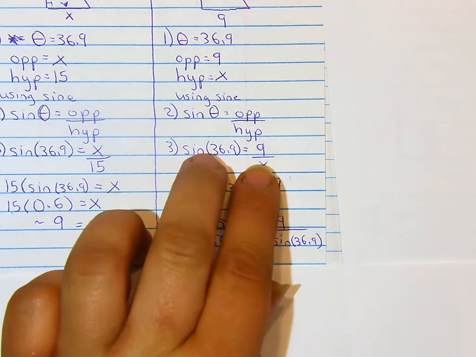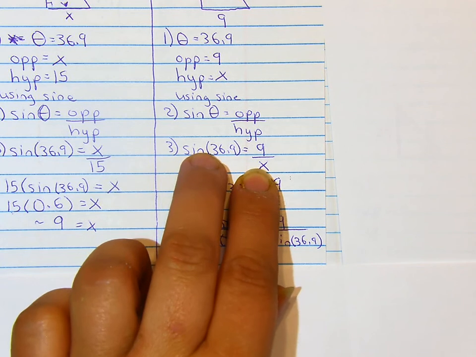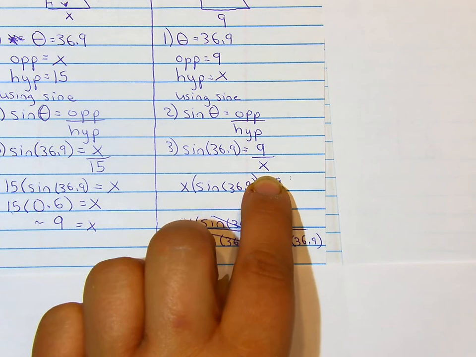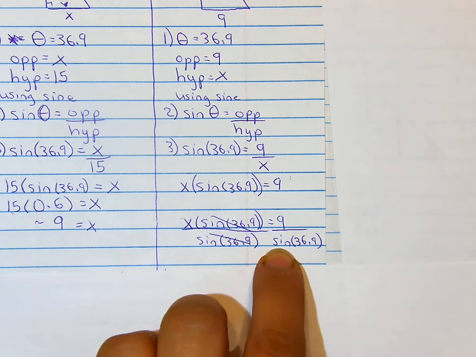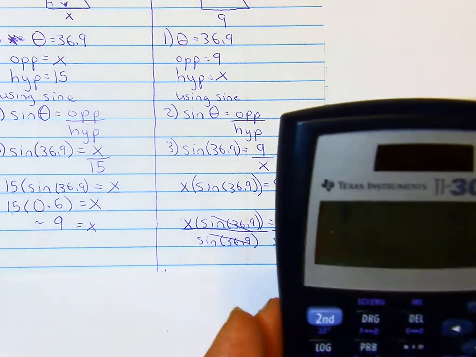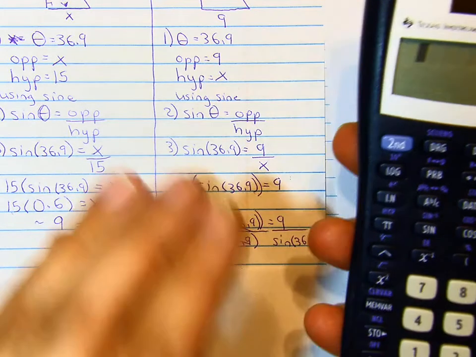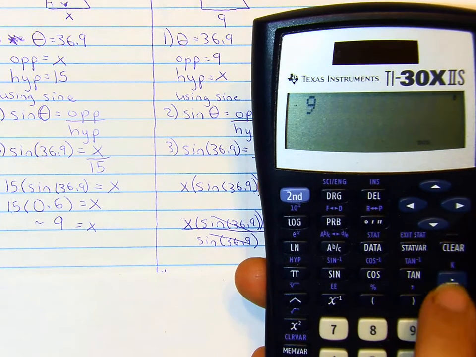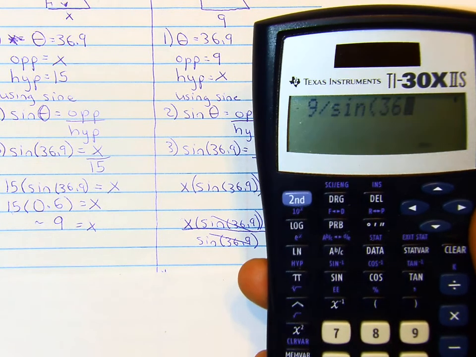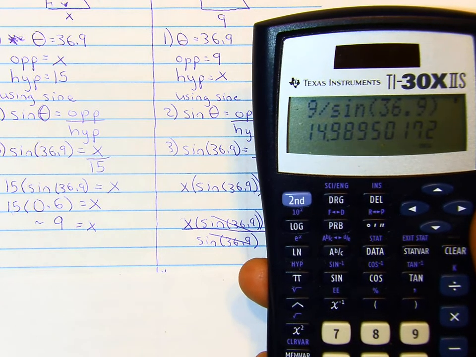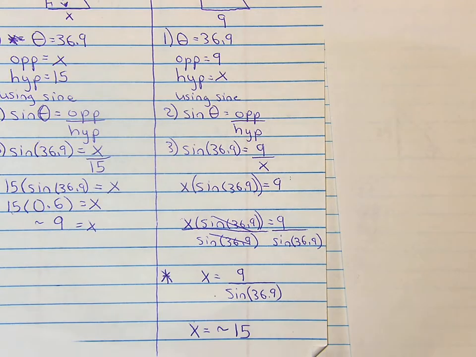Shortcut: switch these, literally. Make it easy, switch these two values. x goes here, sine 36.9 goes down here, boom, you have it. Go to our calculator, and this is all it comes down to. Once I set it up from here, I switch them and go, okay, I'm going to take 9 and divide it by sine 36.9. Enter. And basically, rounded, x equals 15.